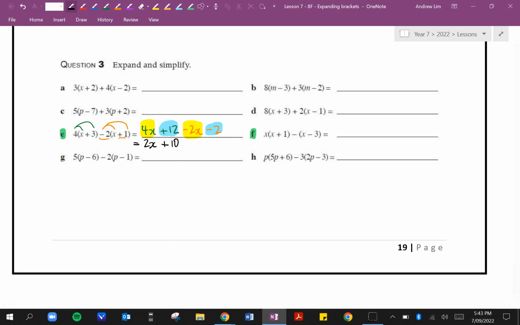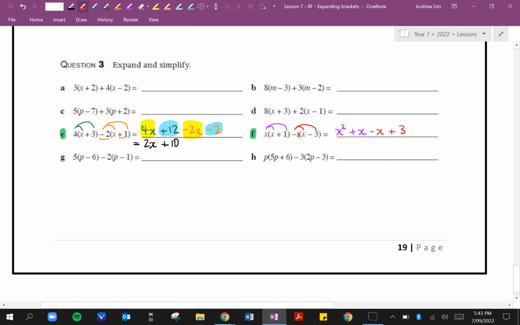Question F. Expand these ones. X times x is x squared. X times 1 is just x. Minus, there's an imaginary 1 out here. Minus 1 times x is minus x. Minus 1 times negative 3 is positive 3. Right? Negative times negative is positive. 1 times 3 is 3.